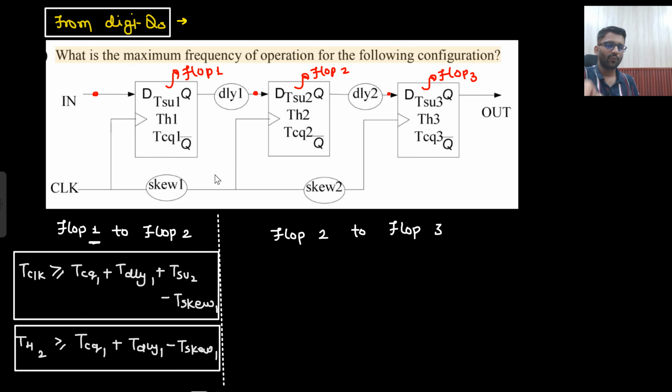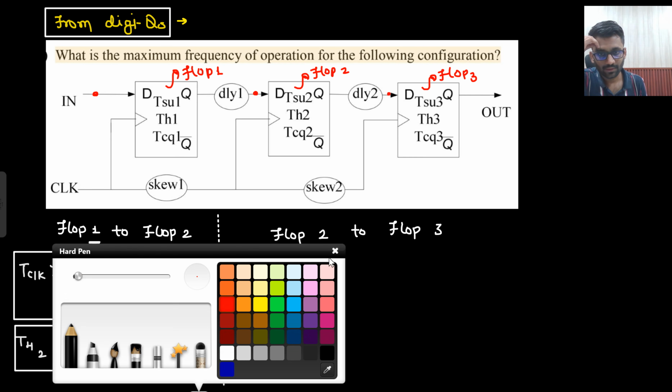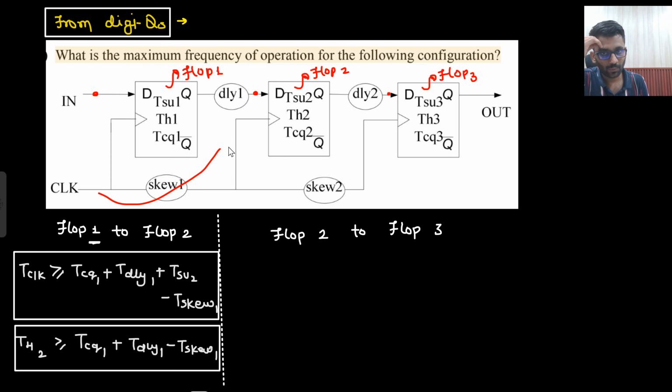Now you are going from flop 2 to flop 3. Flop 2 to flop 3. So what are you going to do? You are going to consider this input as stable. Now from here to here you will work. So how will you work?